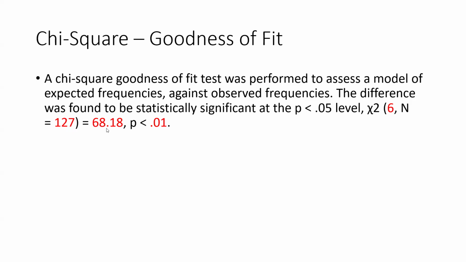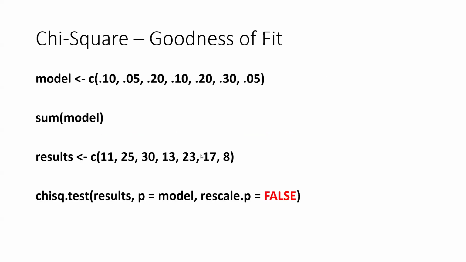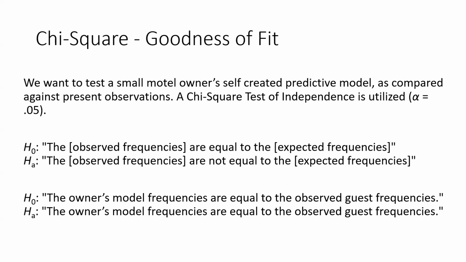Here is our chi-square value, and p is less than 0.01. So it was less than our alpha value. So let's go back and look at our hypothesis. We would reject the null, and we would say the observed frequencies are not equal to the expected frequencies.